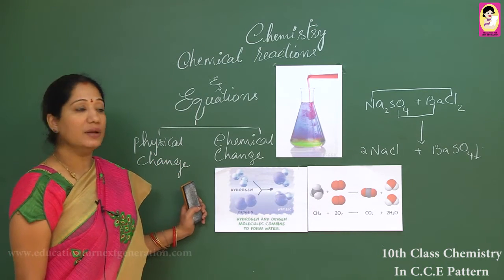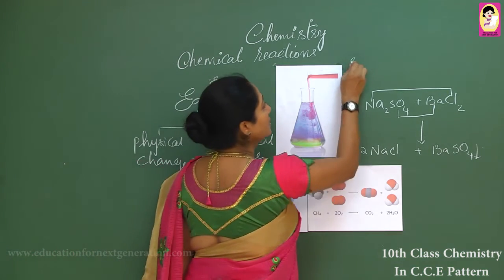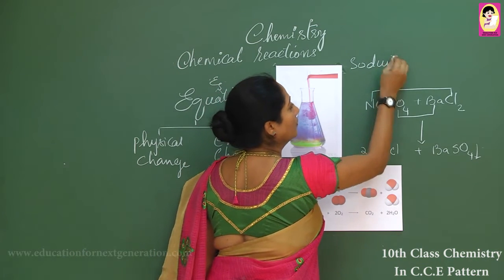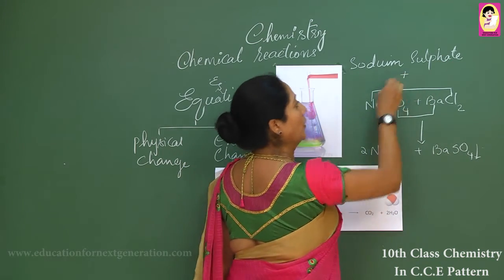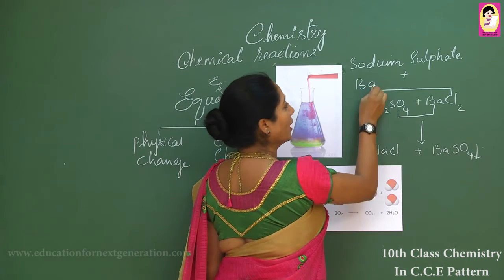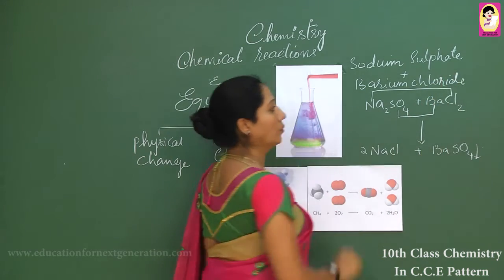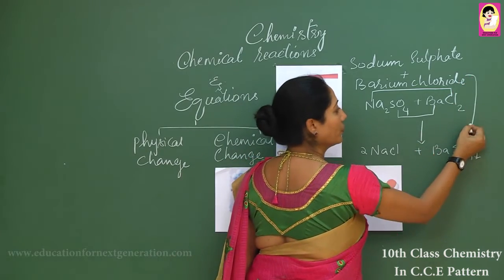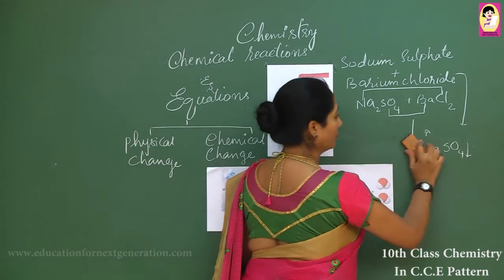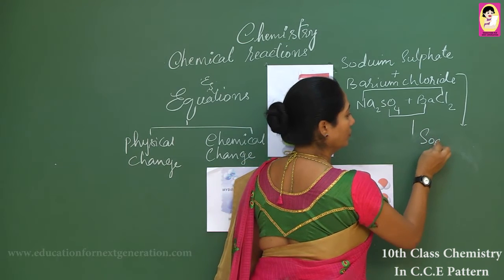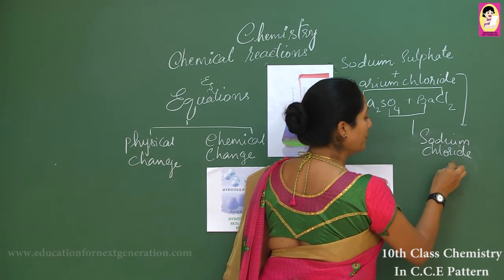A chemical reaction, in terms of theory, if I say, you can say directly: sodium sulfate reacts with barium chloride, giving rise to sodium chloride plus barium sulfate.